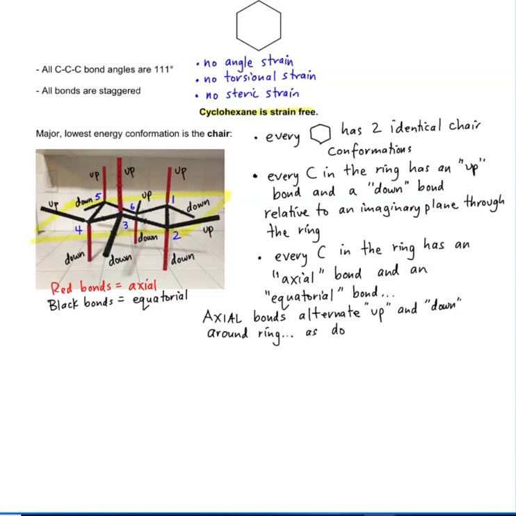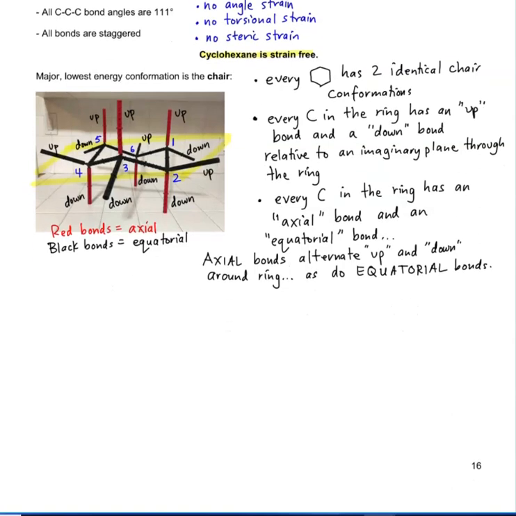As do the equatorial bonds. Now, by convention, we have a very specific way of drawing the chair. So it's another drawing lesson. So let's take a look at how an organic chemist will properly draw a cyclohexane chair.